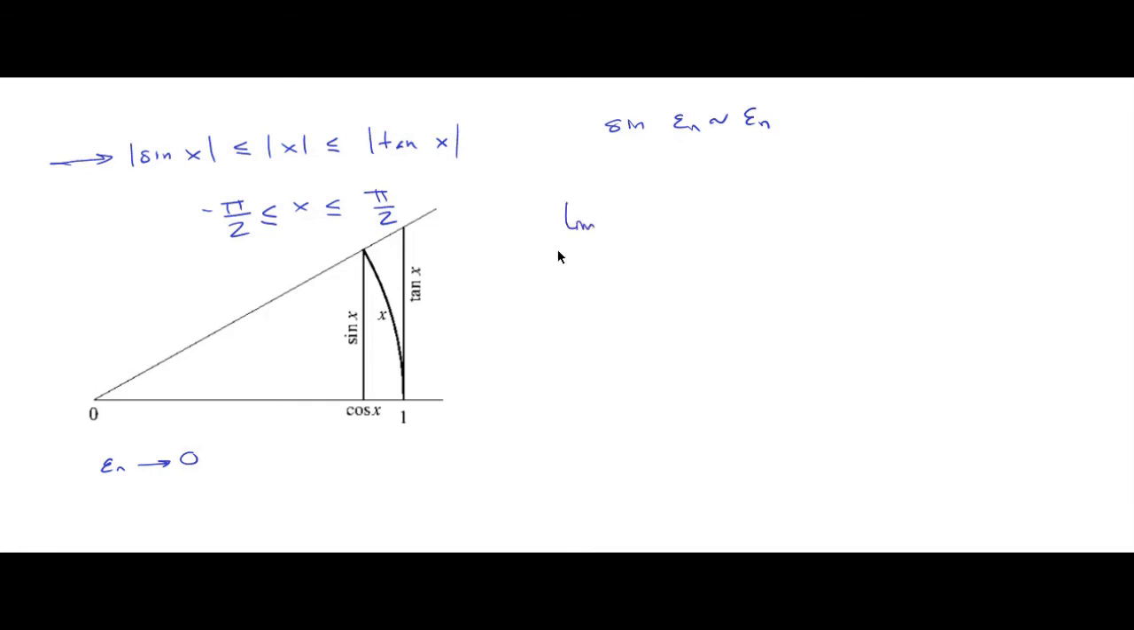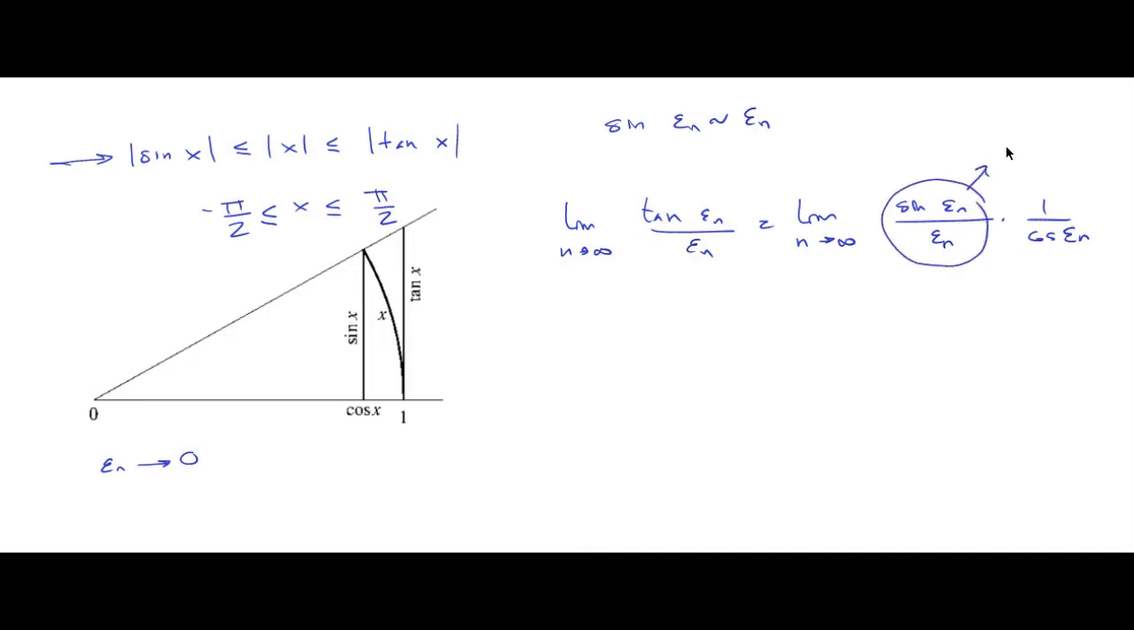Now finally, the limit when n goes to infinity of the tangent of epsilon sub n divided by epsilon sub n is just the limit of the sine of epsilon sub n divided by epsilon sub n times 1 over the cosine of epsilon sub n, right? Because the tangent is sine over cosine. Now the limit of the first factor is 1, we just proved it, and the limit of the second is 1. So the limit of the tangent over epsilon sub n is 1, so this is also equivalent to this.